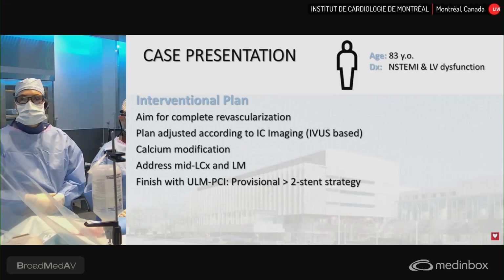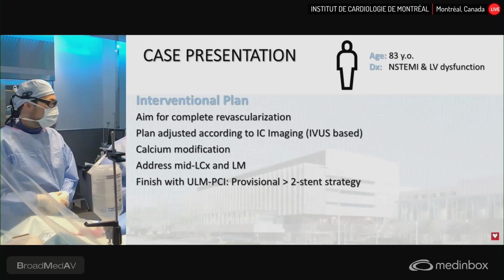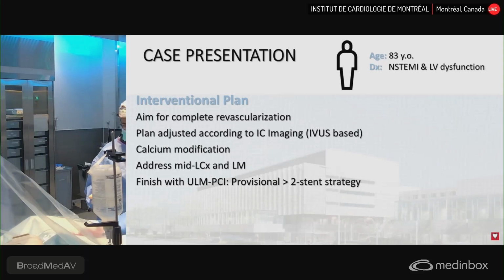So I think the discussion was to do provisional stenting. So use a stent in the left main and the circumflex, open the struts for the LAD access, but not a 2-stent strategy at this time because there's no disease at the ostium of the LAD. You can appreciate that on the angiogram. Next slide.